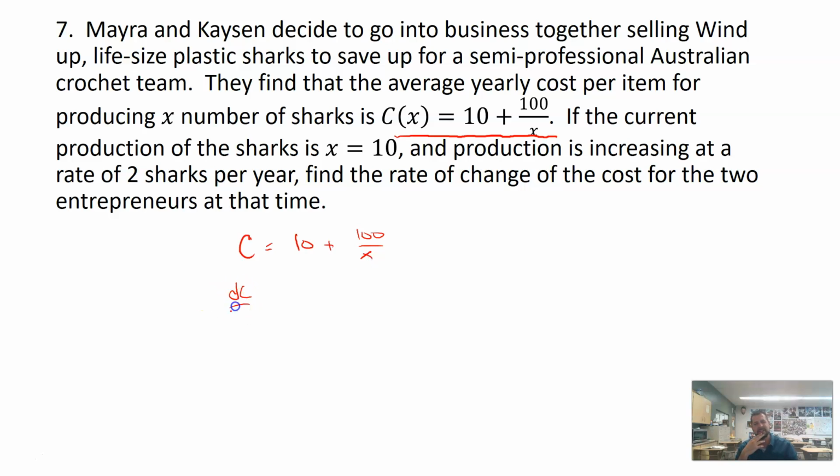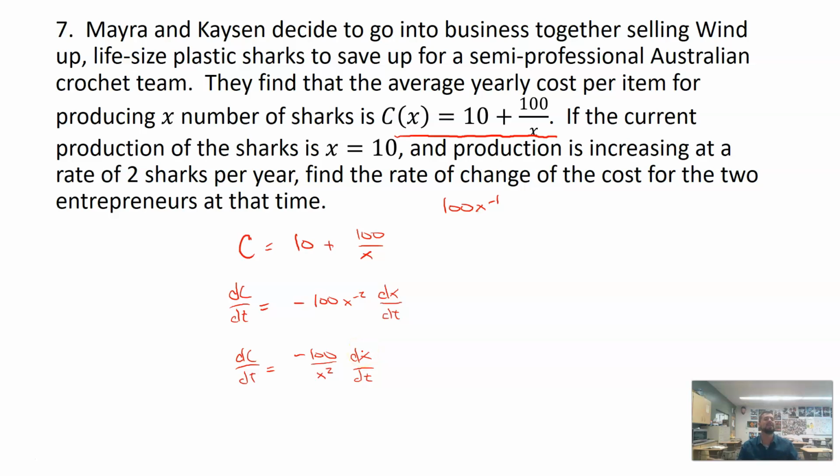So I'm going to go dC/dt is equal to, the derivative of 10 is 0. When I take the derivative of 100 over x, I'm going to make that 100 x to the negative 1. So the derivative becomes negative 100 times x to the negative 2, and then we have dx/dt written after it. If I wanted to simplify that down a little bit so I could actually solve this without too many negative exponents, I'd make that x squared. Then I have dx/dt right there.